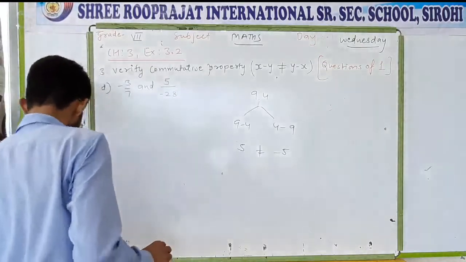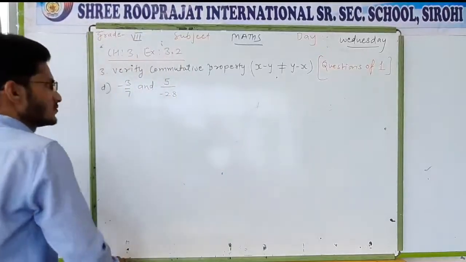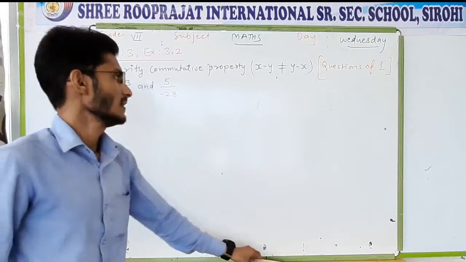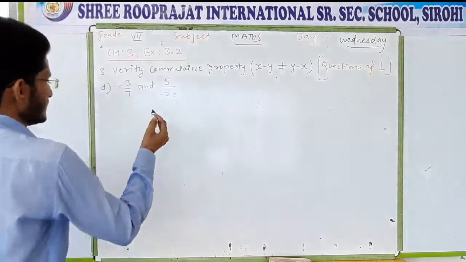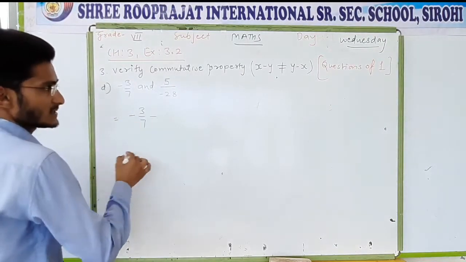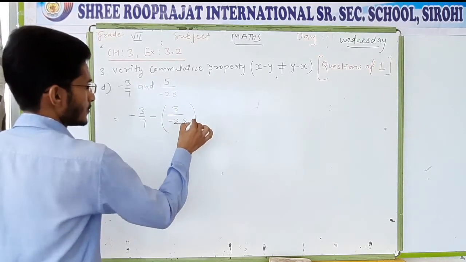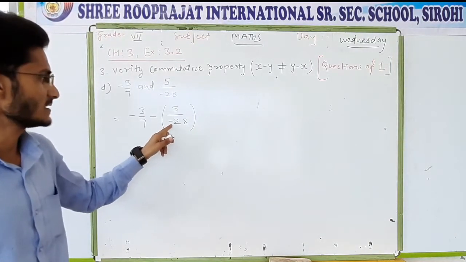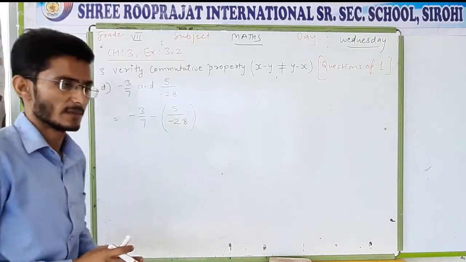So if we talk about the last question of the first one, two rational numbers are given, minus 3 by 7 and 5 by minus 28. So you have to subtract in different order. First of all, minus 3 by 7, minus, 5 by minus 28. The sign of the subtraction, and both are two different. This is the A, complete A, and this is the B.